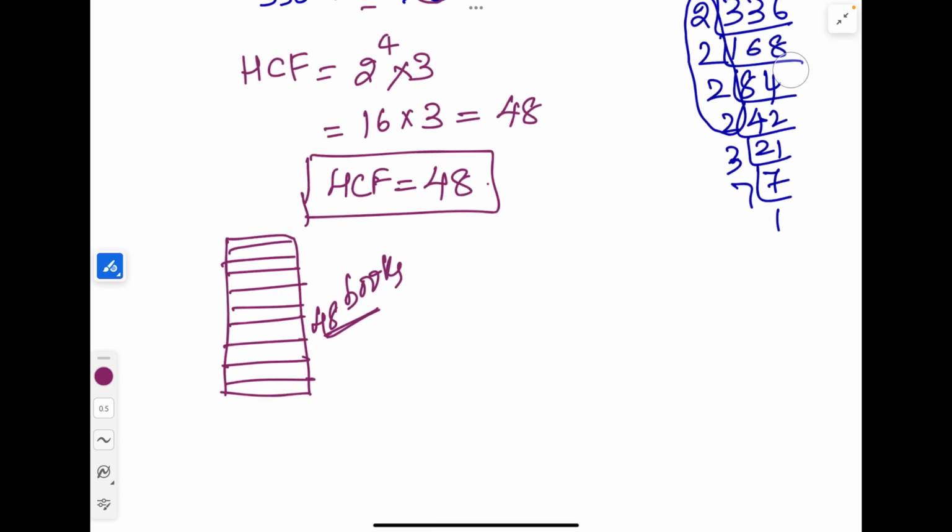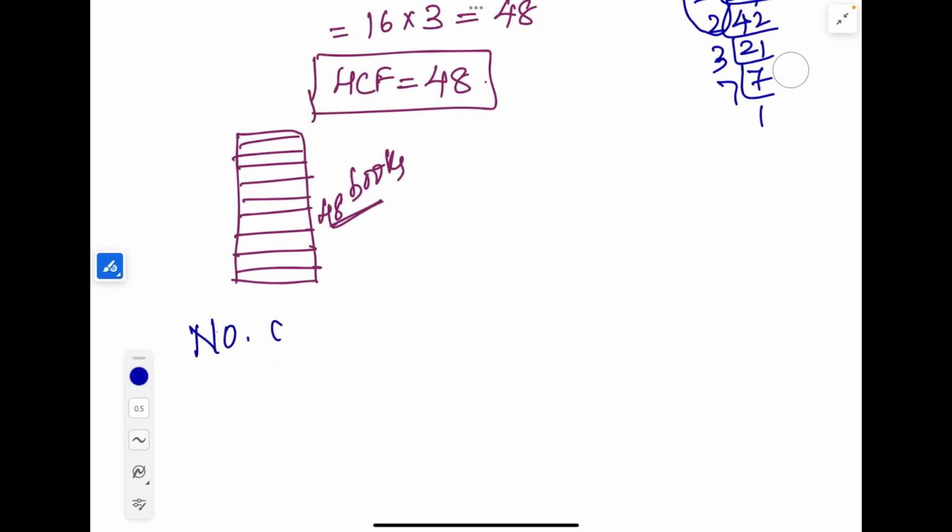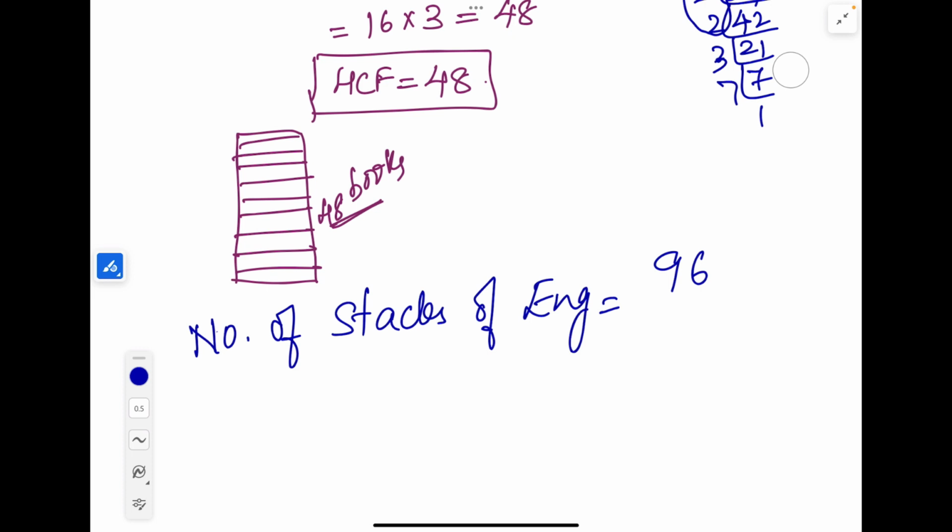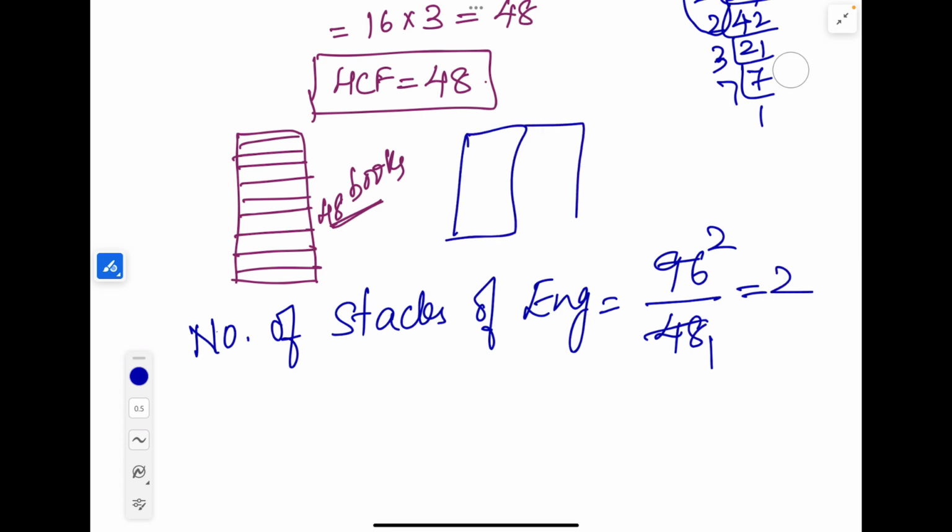We will arrange according to its type. Number of stacks of English: total there are 96 English books. Divide by 48, so 48 times 2. So we will get 2 stacks, that will be English books. Each stack has 48 books, and 2 stacks will be made of English.